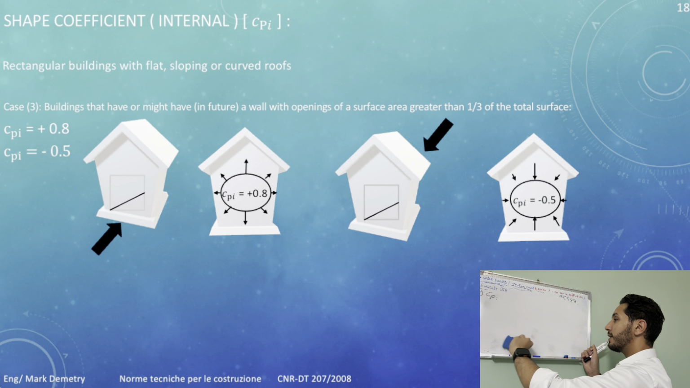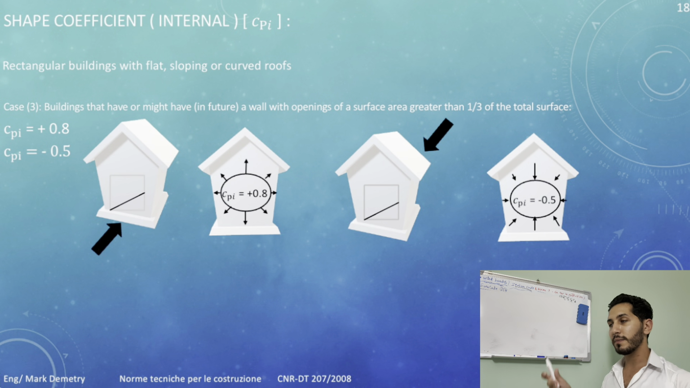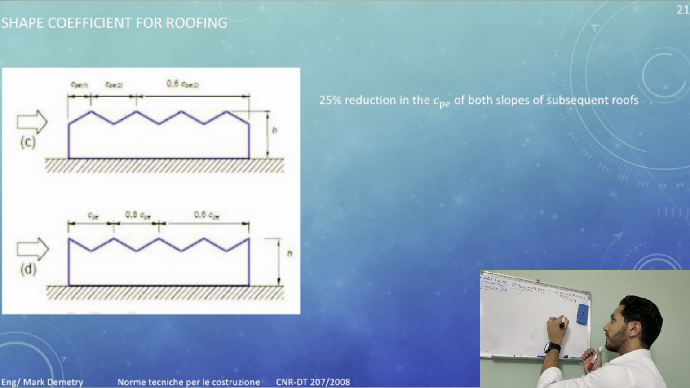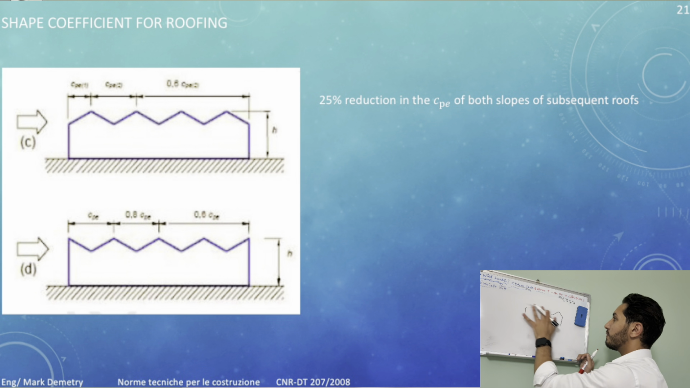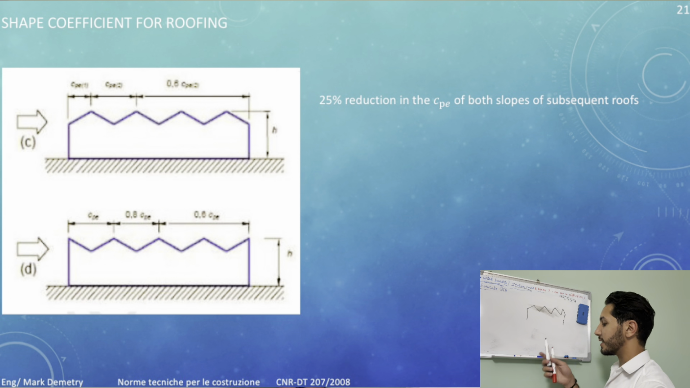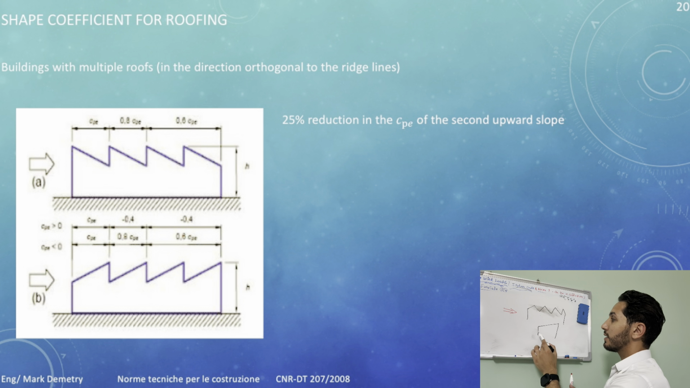So now we have calculated the internal and the external. There are a few special cases, which is if you have a building with multiple roofing, just like this. I'm sorry for the shape, we can change it real quick. Let's say like this, and the wind is coming from here. What is going to happen if the wind is coming on a building that looks like this? As we said, this is called multiple duopitch roofing, and this is a single.